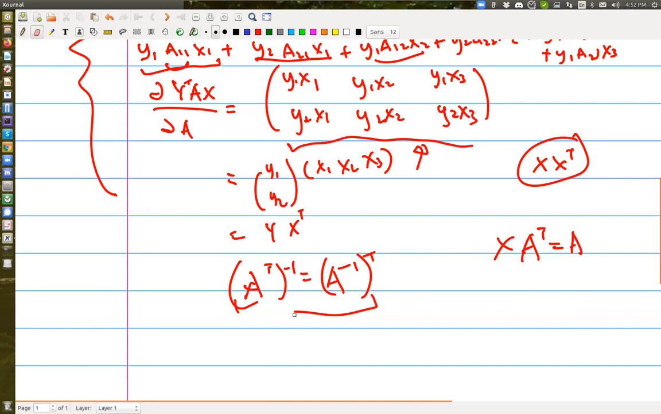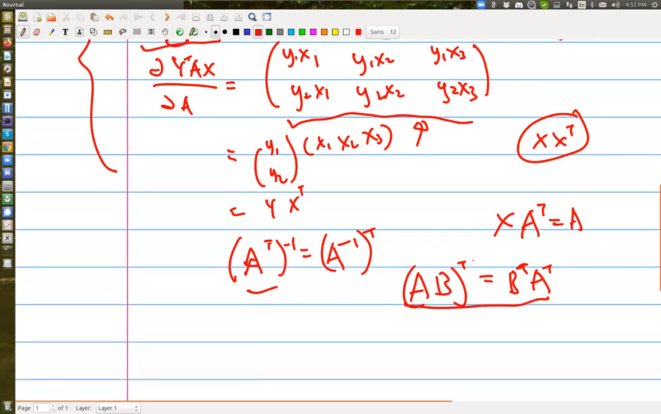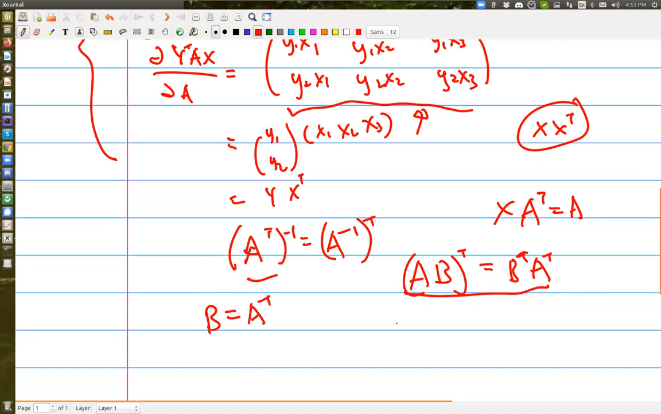In this case, math is very rigorous, so you cannot just add an assumption that is not there. Here, if I want to show that, I would just use the fact that A B transpose is B transpose A transpose. This can be easily shown as well, but let's assume we know that. Maybe I can call B equal to A transpose.